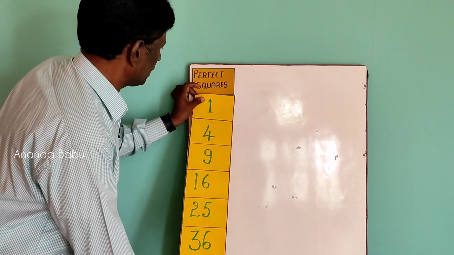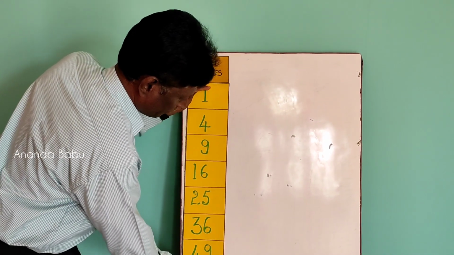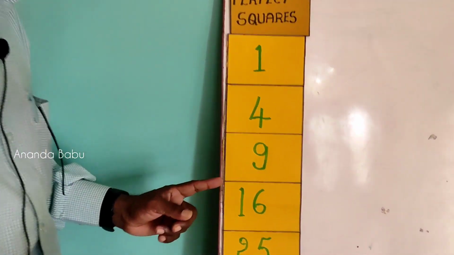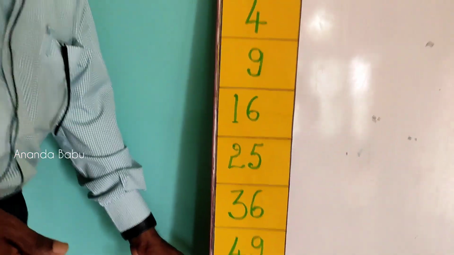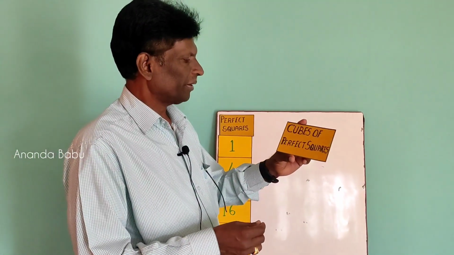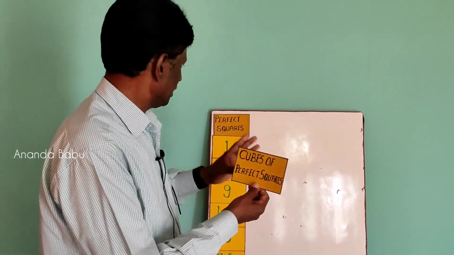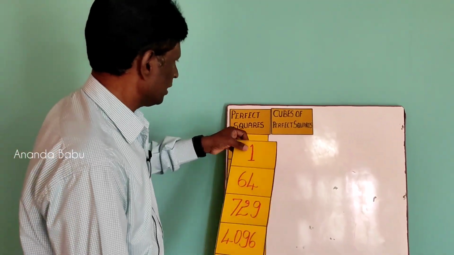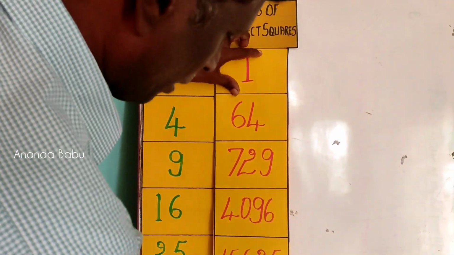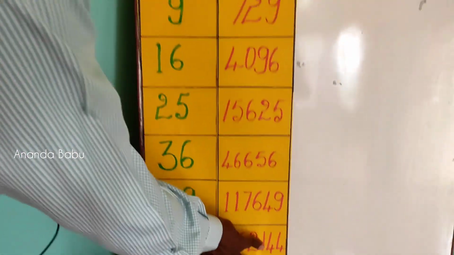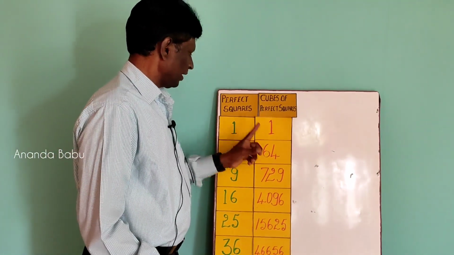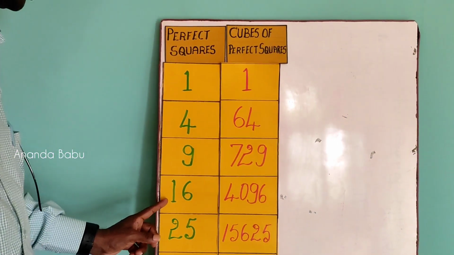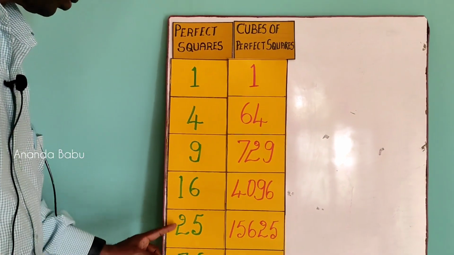I am fixing this sheet having the perfect squares 1, 4, 9, 16, 25, so on up to 64 I have written. I am taking cubes of perfect squares. These perfect squares are cubing. I will show the list of cubes of perfect squares. See, 1 cube is 1, 4 cube is 64, 9 cube is 729, 16 cube 4096, so on.